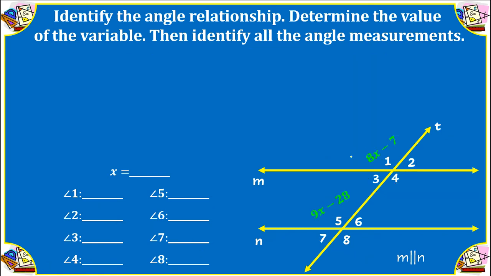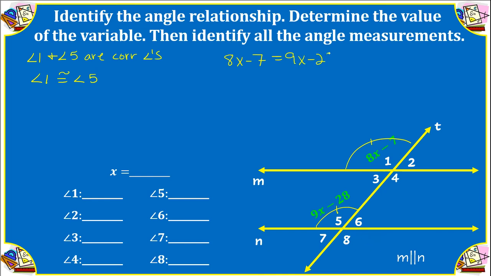Okay. So let's see what we have here. We have angle 1 and angle 5. They are actually congruent because they are corresponding. So angle 1 and angle 5 are corresponding angles. Therefore, angle 1 is congruent to angle 5. And so we can set those equal to each other. 8x minus 7 is equal to 9x minus 28.